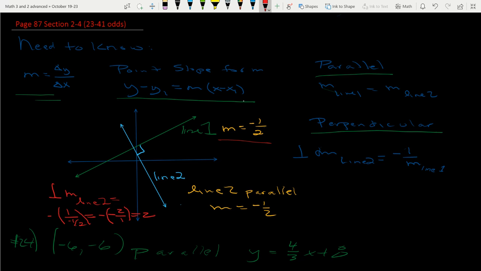So a parallel slope of line 2 would be -1/2. But the perpendicular slope of line 2 is going to be the negative reciprocal. So we flip it over and multiply it by a negative. So we end up with a value of 2.